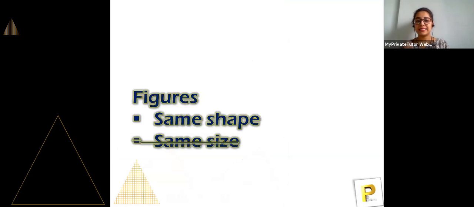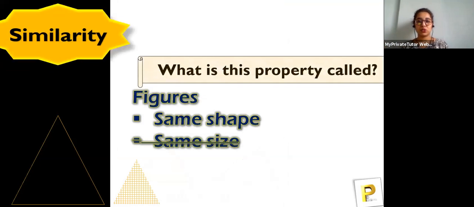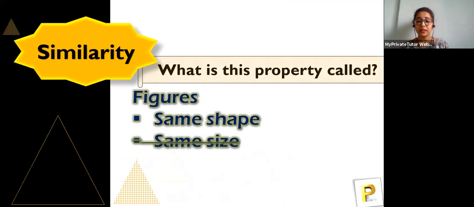Now we have a property in which we have the same shape, but we don't have the same size. Now what does that mean? What is this property called? This is called similarity. That means that whatever figures we are talking about will have the same shape. If you talk about two triangles, they'll look the same, but the size will not be the same.